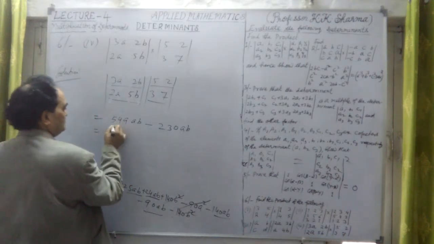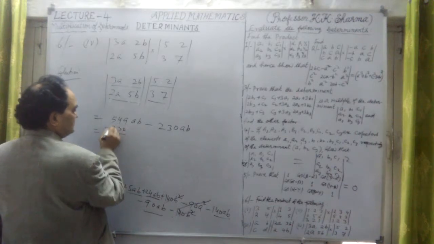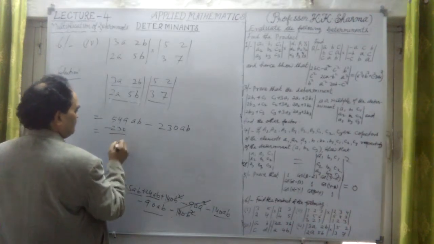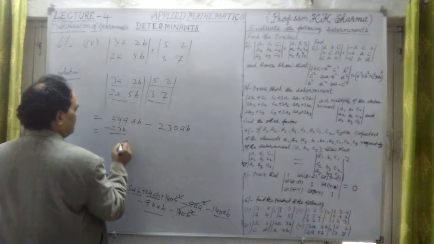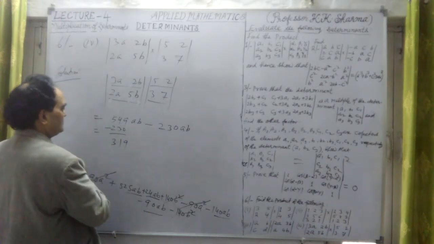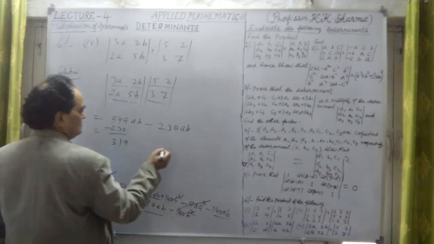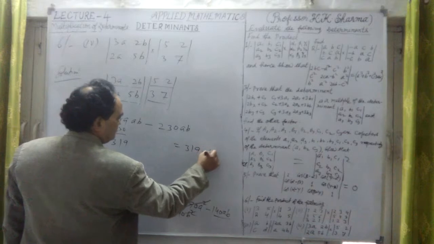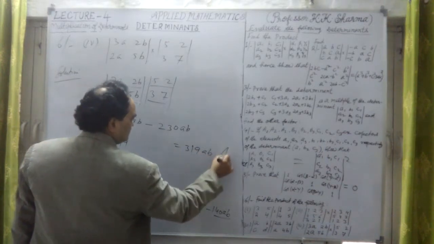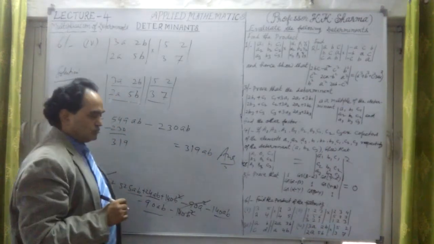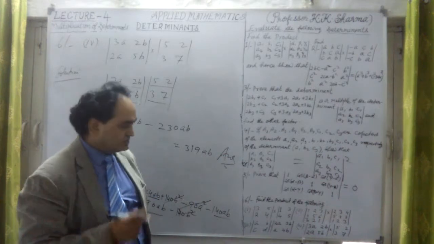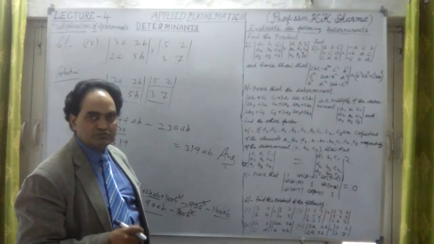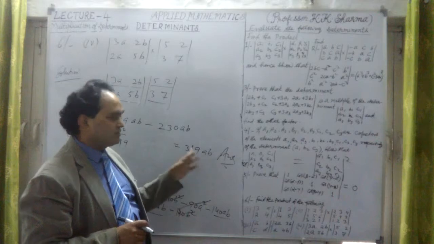Let me subtract them. This is 549ab minus 230ab. 9 minus 0 is 9, 4 minus 3 is 1, and 5 minus 2 is 3. So 319ab. This is complete. 319ab is the answer here. Question number 6 is now complete. The fourth part of this is also completed.